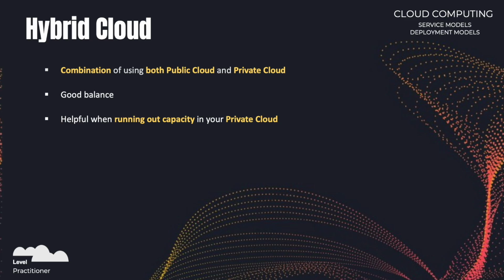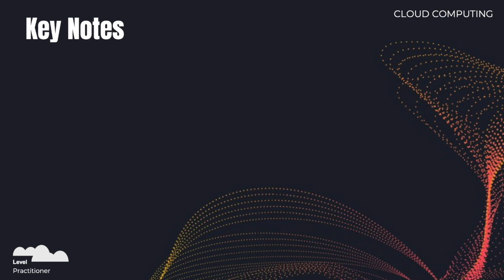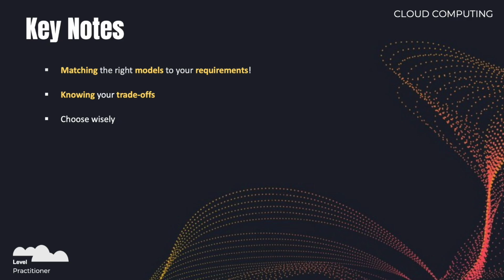As we wrap up, remember the key takeaway is all about matching the right model to your unique needs. It's crucial to consider the responsibility models, knowing what you're taking on versus what your cloud provider handles for you. Whether you lean towards IaaS, PaaS, or SaaS, each brings its blend of flexibility and control. And when it comes to deployment, public, private, or hybrid, think about what matters most for your project. Is it cost, control, compliance, or maybe a bit of each? Because choosing wisely can make all the difference in navigating the clouds smoothly.